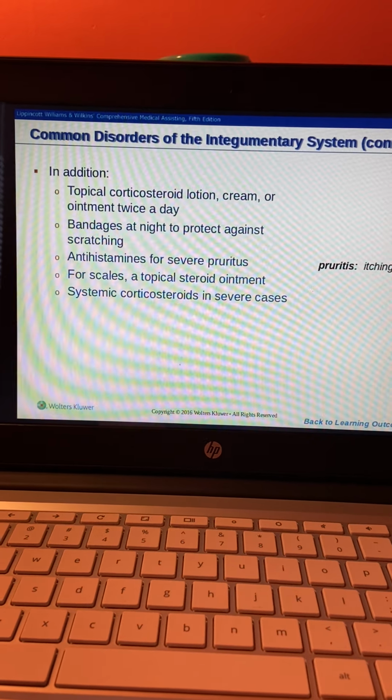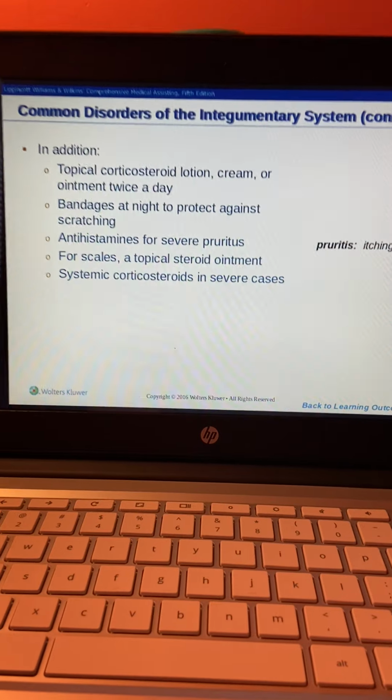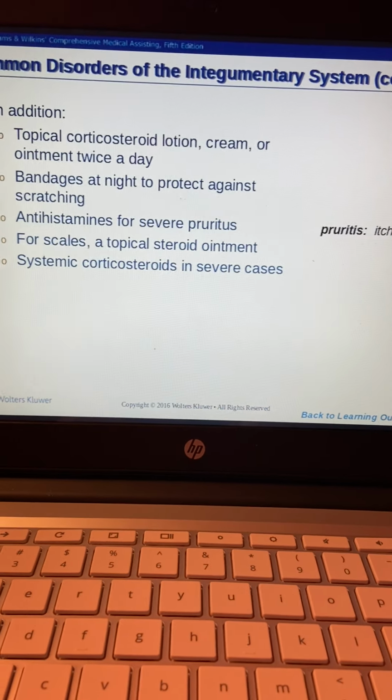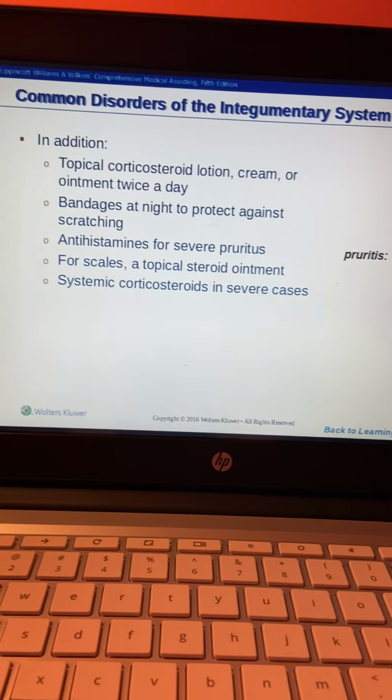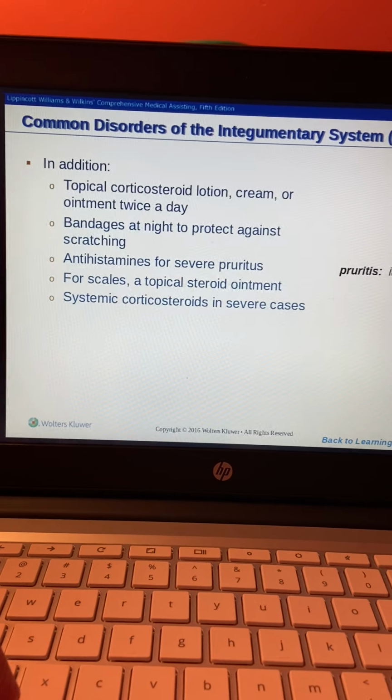antihistamines for severe pruritus, which is itching, and then for scales, a topical steroid ointment, and then systemic corticosteroids in your very severe cases.